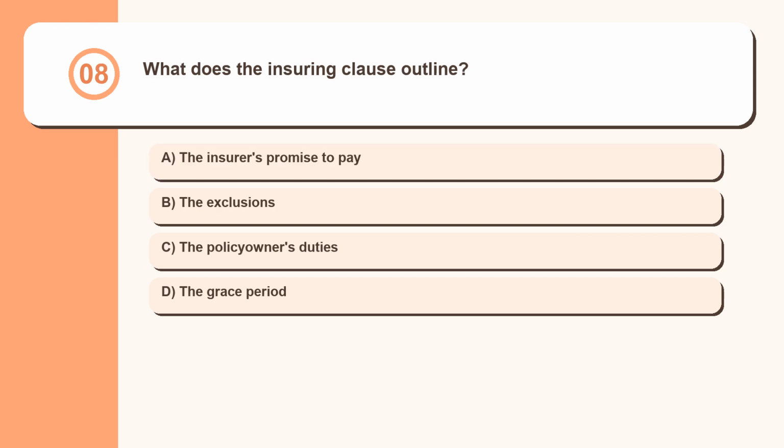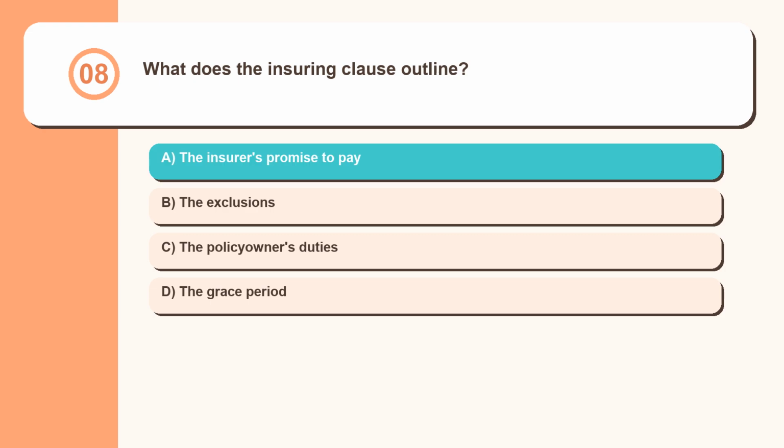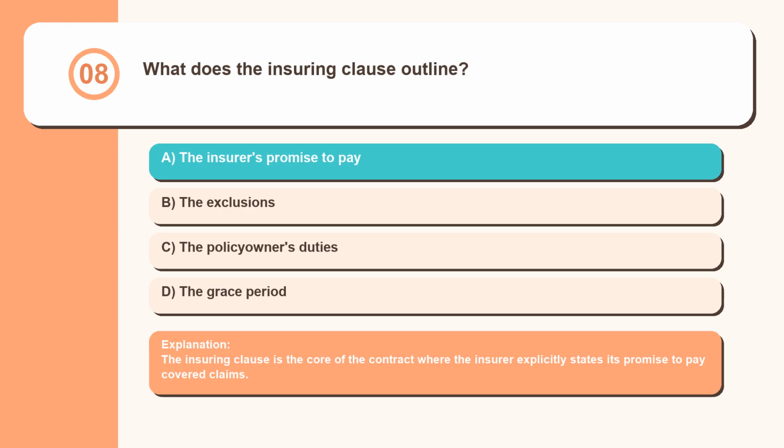Question 8. What does the insuring clause outline? The insurer's promise to pay, the exclusions, the policy owner's duties, the grace period. The insuring clause is the core of the contract where the insurer explicitly states its promise to pay covered claims.